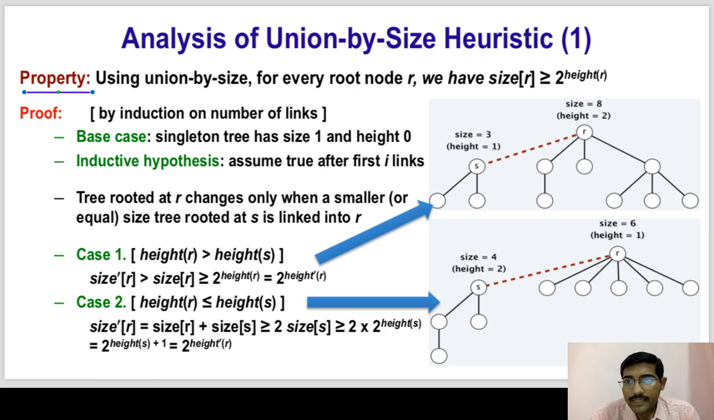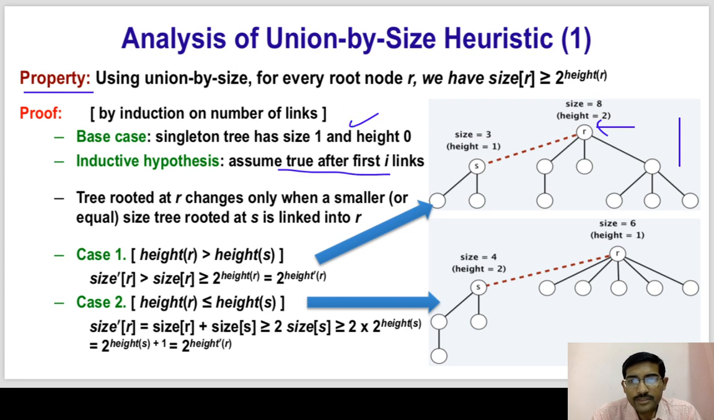So it means that, let's say here, if the height is 2 for a particular node, then the number of nodes in this tree rooted at R with height 2 is at least 2 to the power 2, or 4. How do we prove it? The base case is very simple, where the size is 1, that is the number of nodes is 1, and the height is 0. So 2 to the power 0 is 1, and 1 is greater than or equal to 2 to the power 0. It is proved.